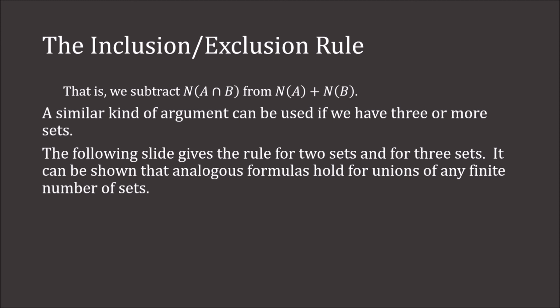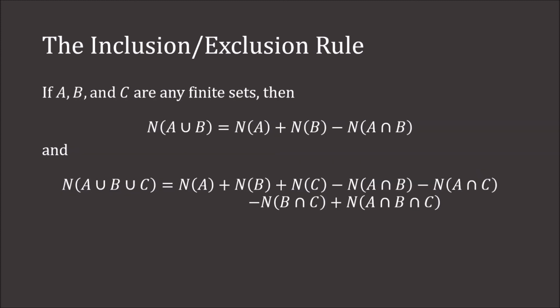Now the following slide gives the rule for two sets and three sets. It can be shown that analogous formulas hold for unions of any finite number of sets. So if A, B, and C are any finite sets, then the number of elements in A union B, N of A union B, is N of A plus N of B minus N of A intersect B. And the number of elements N of A union B union C is N of A plus N of B plus N of C, then minus N of A intersect B, minus N of A intersect C, minus N of B intersect C, then plus N of A intersect B intersect C.